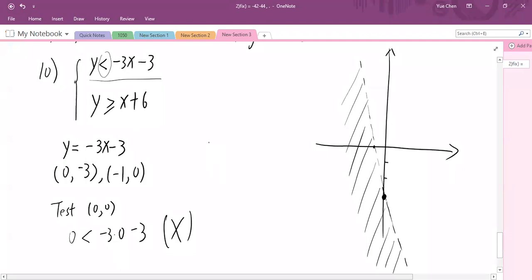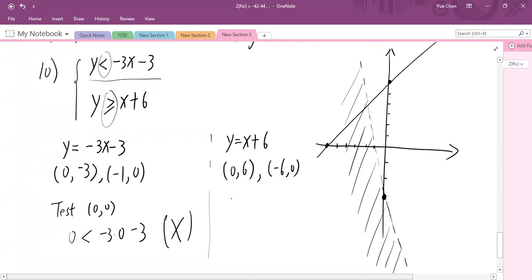Okay, then let's look at the other one, y equals x plus 6. You can choose x equals 0, y equals 6, and y equals 0, x equals -6. So let's draw the graph. This is 0, 6, and this is -6, 0. Then you connect them. Because there is an equal sign, we use a solid line.